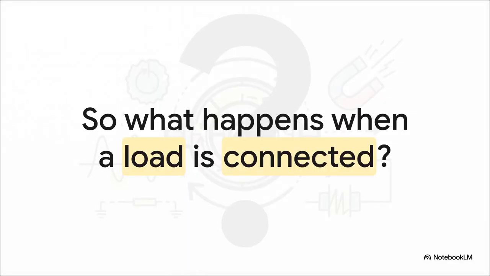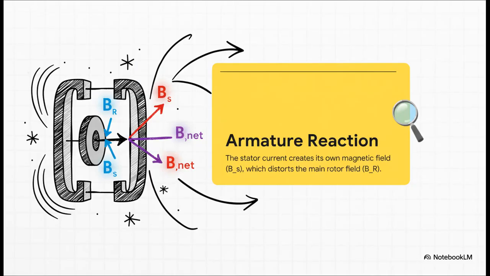The second we connect a load, a current starts to flow out of the stator windings. We call this the armature current, IA. And here's the kicker. Anytime current flows through a coil, it creates its own magnetic field. And this is precisely where our perfect ideal model starts to fall apart. And this phenomenon has a name, armature reaction.